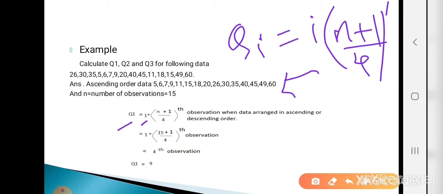So here n value is 15. Now plug the value n equal to 15 in the formula. So in the next step Q1 is equal to 1 times (15 plus 1) divided by 4th observation. So 15 plus 1 is 16. 16 divided by 4 is the 4th observation. So which one is the 4th observation in the given series of data? That is 9. So our Q1 value is 9.